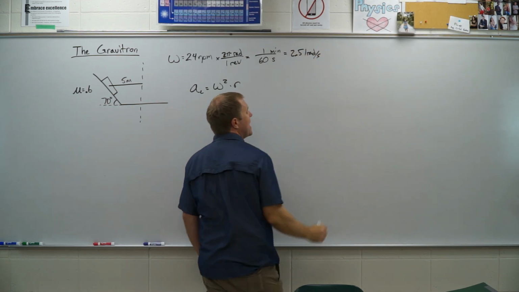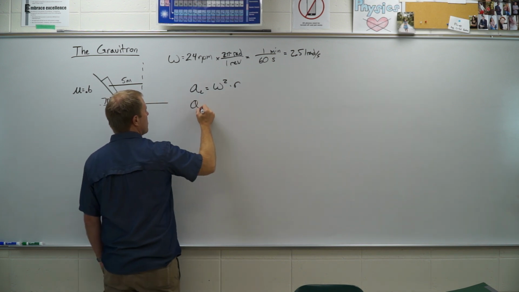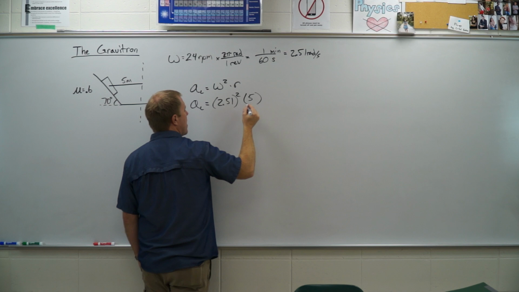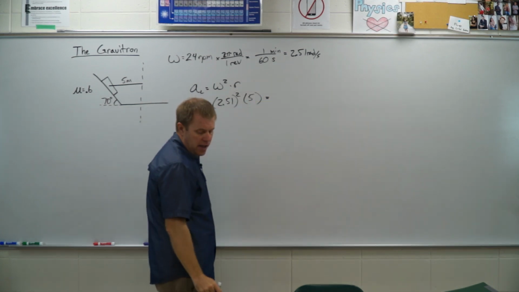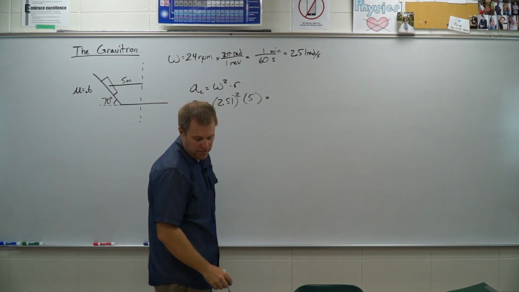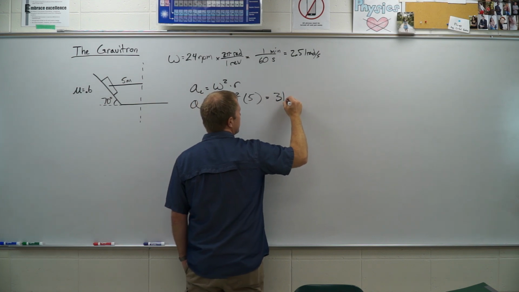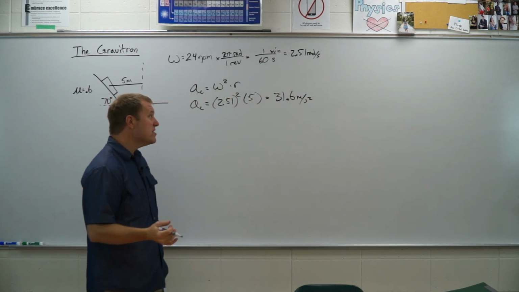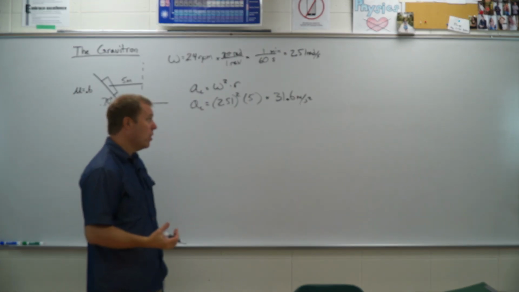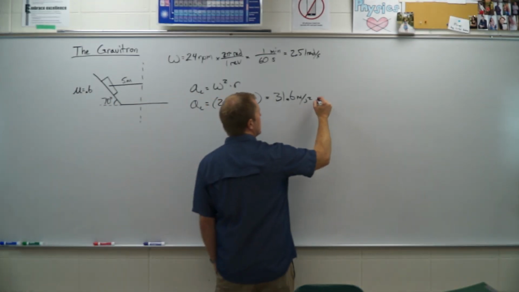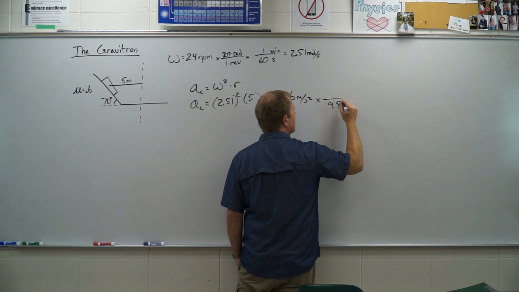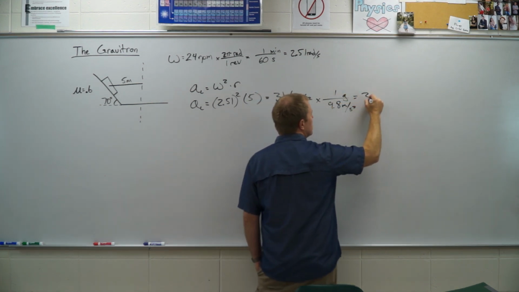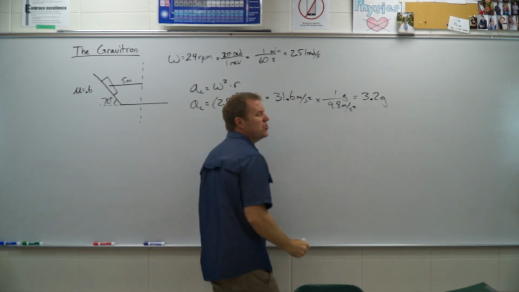radians per second. Now I should be able to plug that in down here for my a_c of 2.51 squared times my 5 meters. And we end up with a value of 31.6 meters per second squared. Now they asked for how many G's, so 9.8 is 1 G, so how many G's is this? So we got to go ahead and convert this as well. 9.8 meters per second squared is 1 G, and so this comes out to 3.2 G's.